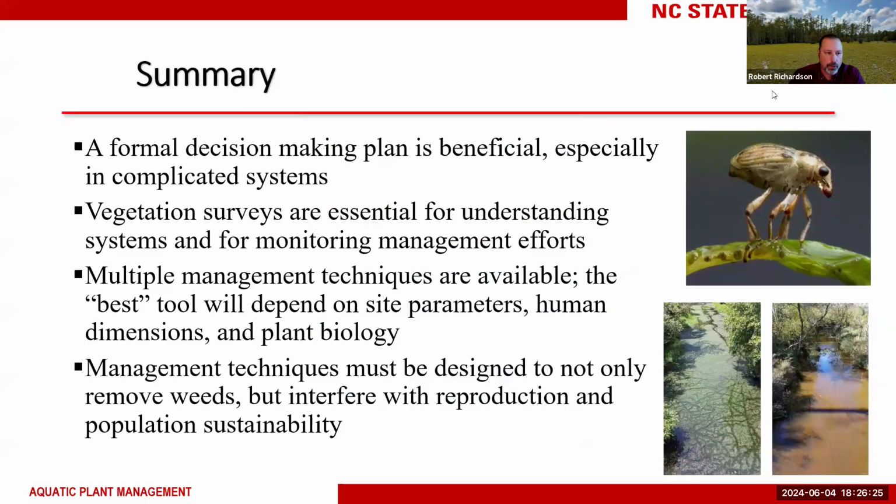So, summary, a formal decision-making plan is beneficial, especially in complicated systems. Vegetation surveys are very critical for understanding what you have and monitoring the impact of what you might do. So even if you choose to do nothing, monitoring can tell you, is that the right strategy in the long term, or is your Eurasian growing more and maybe we need to do something in the future? But certainly if you're investing in management techniques, you want to know if those techniques are working.